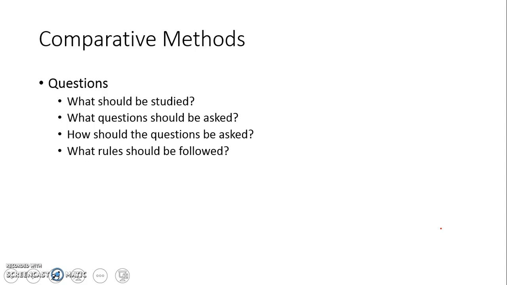When we're thinking about comparative methods, we're usually asking a couple of key questions. We want to know what should be studied. We want to know what questions should be asked. We want to know how the questions should be asked, and we want to know what rules should be followed. So I'm just going to help us out here because we're talking about, in this half of the course, the quantitative comparative methods. So what should be studied?